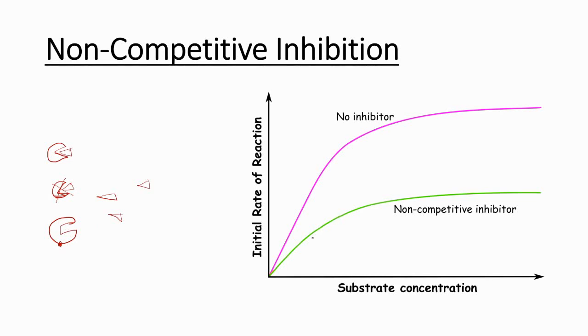So this is how the curve looks in non-competitive inhibition. With no inhibitor, this is the maximum rate, and that maximum rate is much higher than with non-competitive inhibitor. What this tells us is that the maximum rate of reaction depends, in this case, on the number of active sites that are available, that are free to bind to the substrate. Adding non-competitive inhibitor reduces the number of active sites that can be bound by the substrate, and so with non-competitive inhibitor we have a lower maximum here compared to here.